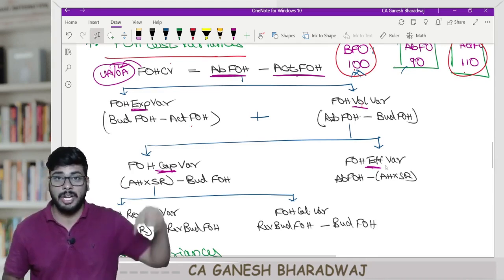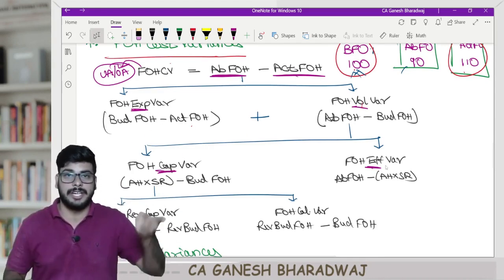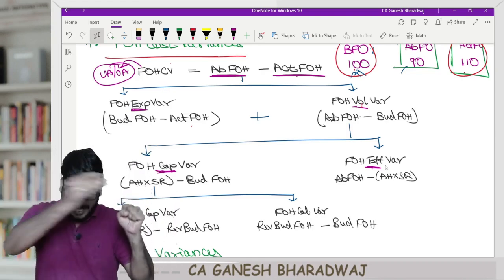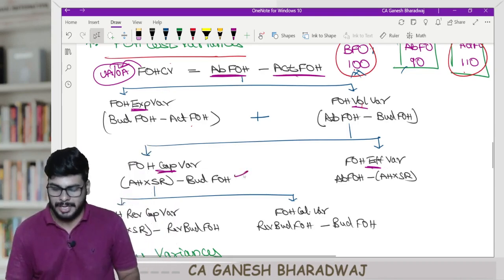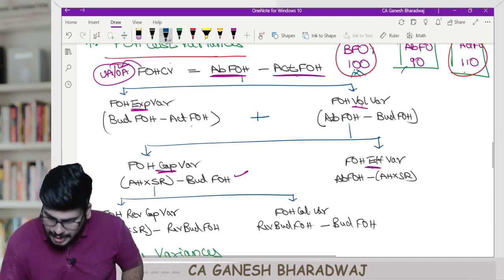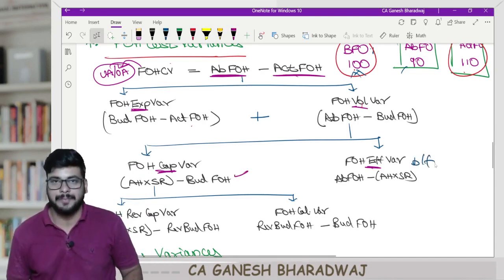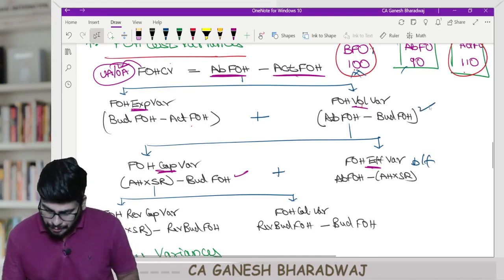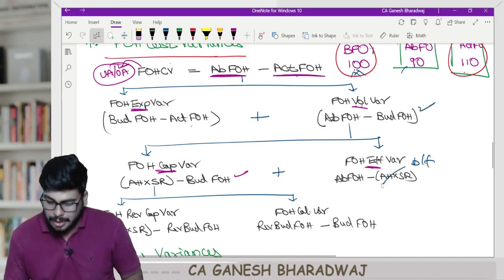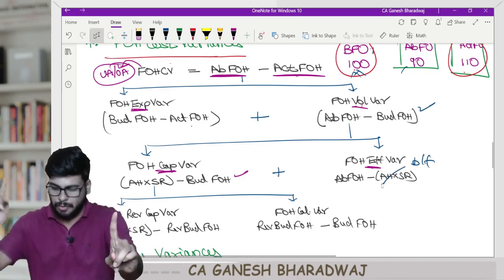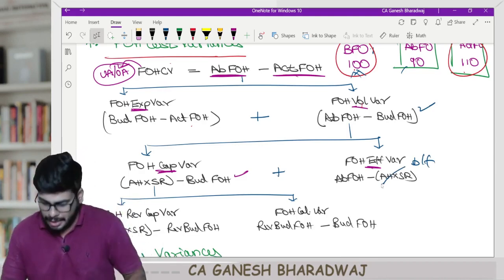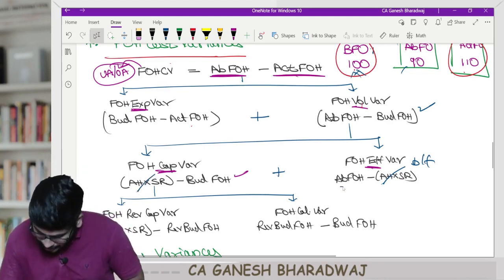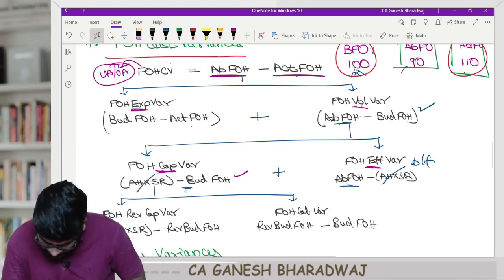Capacity variance is what? Actual hours into standard rate. So for the actual hours, if you multiply by the standard rate, what is the figure that you will get? Compare that with budgeted fixed overheads. Once again, efficiency variance is the balancing figure. If you add these two, you should get the daddy, the top figure. So here the formula is absorbed fixed overheads minus AH into SR. So AH into SR and AH into SR get cancelled. If you add up these two, you will get absorbed fixed overheads minus budgeted fixed overheads.